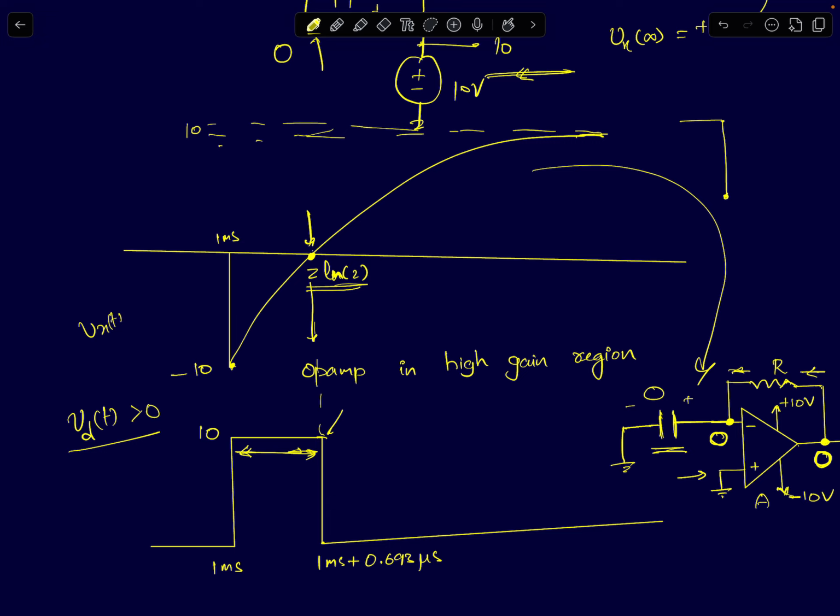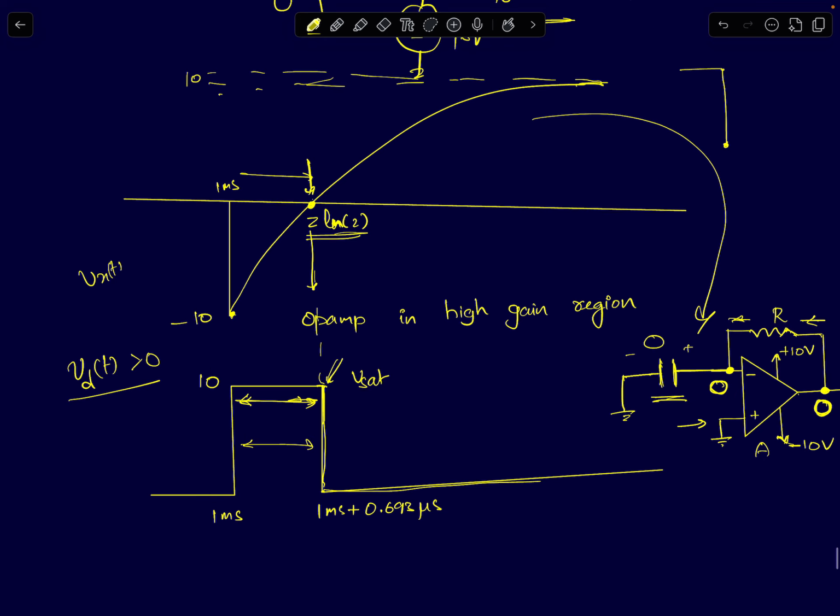Because we have done the previous lecture, at this point you should be comfortable knowing that if I apply a negative step, you should get a positive pulse at the output. The peak value of the pulse will be equal to Vsat, and the on time of the pulse is usually given by the time taken for the node Vx, the inverting terminal, to reach 0 volts. So it will be from 1 millisecond to 1 millisecond plus 0.693 microseconds. That will be the on time of this pulse.